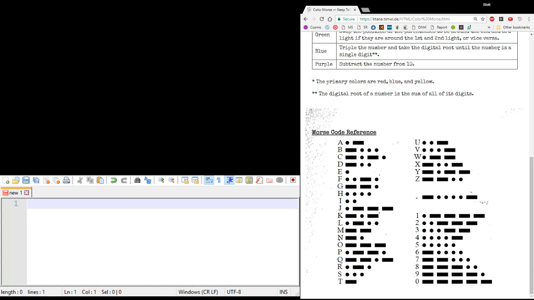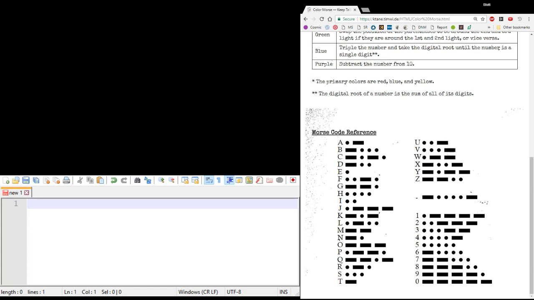For number 2, parentheses green plus red in parentheses minus yellow. Morse is dot dash dot dash dash dash dash dot dot dash.